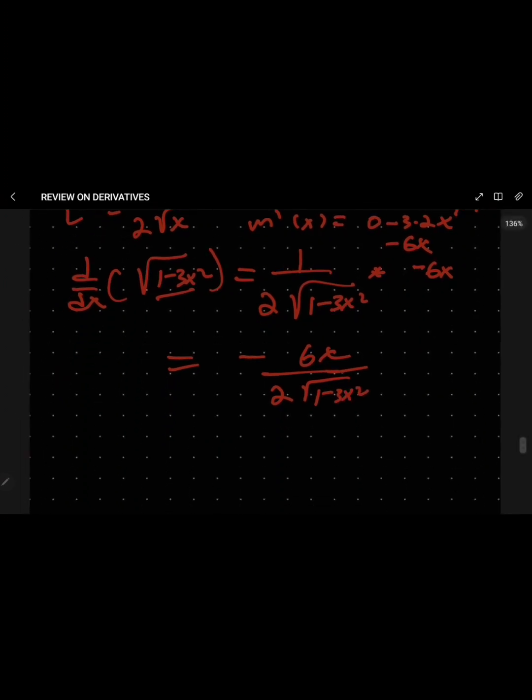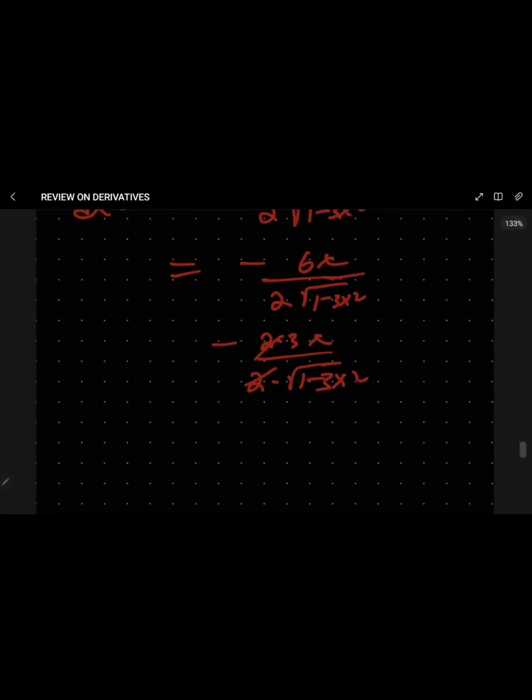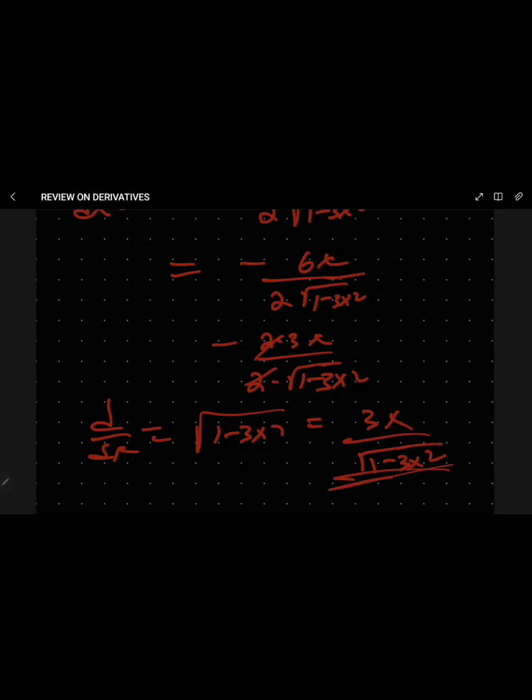So I can write the 6 as 2 times 3, times x here. Then you have 2 times root 1 minus 3x squared. You can eliminate the 2. So the d per dx of root 1 minus 3x squared is minus 3x over the square root of 1 minus 3x squared. That's it. That's how you do the derivative.